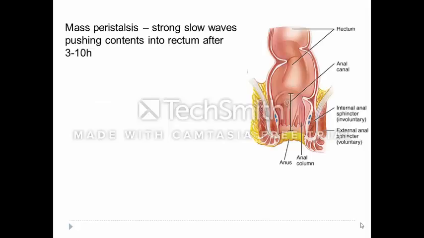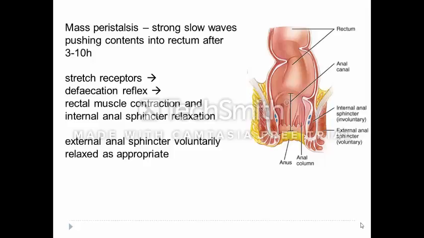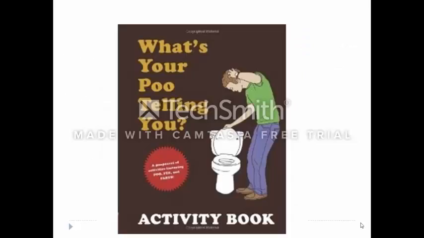Slow, strong waves of mass peristalsis push the contents into the rectum after anywhere between 3 and 10 hours in the large intestine. Stretch receptors will initiate the defecation reflex to empty the rectum. This involves the muscles around the rectum contracting to increase pressure, and parasympathetic activity causes relaxation of the internal anal sphincter. Finally, the external anal sphincter voluntarily relaxes as appropriate. Thus ends the passage of food through the gastrointestinal system.